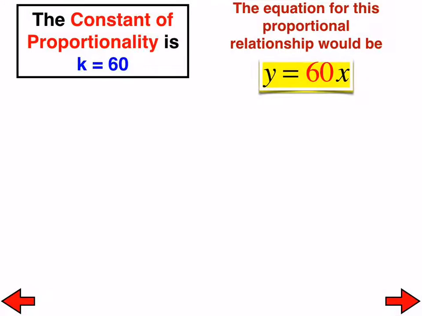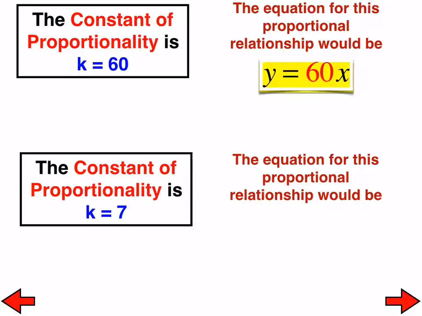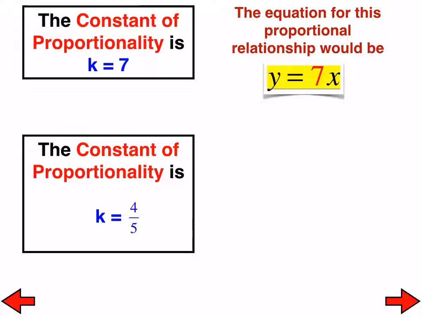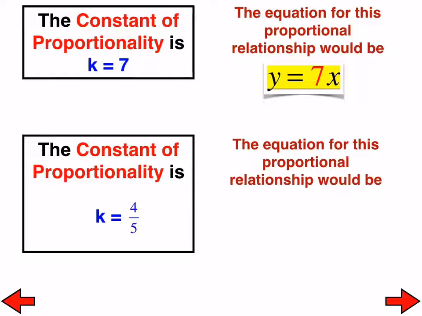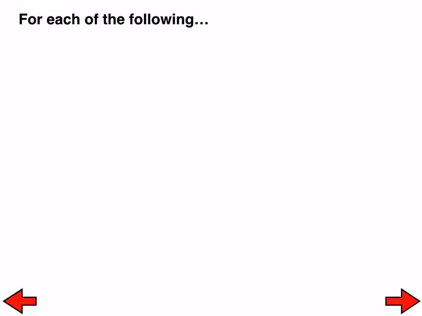All right, just a quick review of equations. If we know the constant of proportionality is k equals 60, that means the equation is y equals 60x. If we know that the constant of proportionality is 7, that would make the equation y equals 7x. That's if we're using y and x, obviously. If the constant of proportionality is 4/5, the equation would be y equals 4/5 x. All right, so that should be obvious.